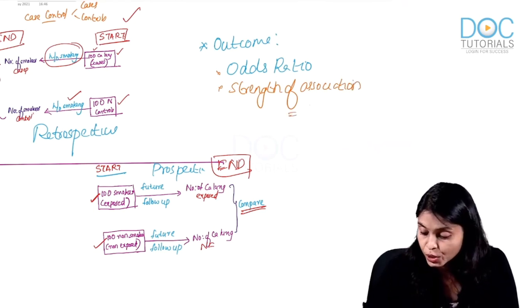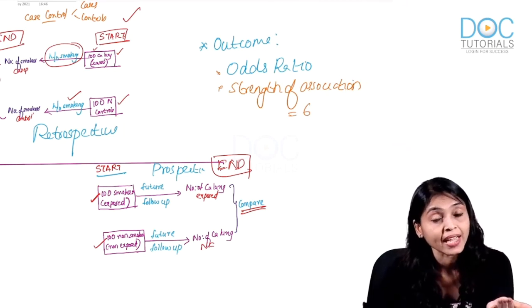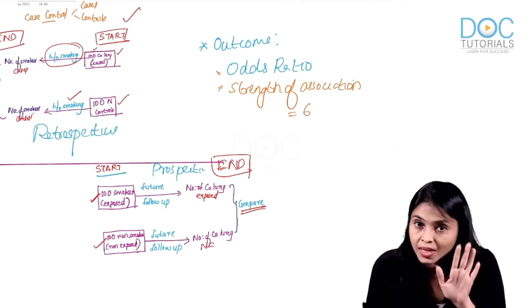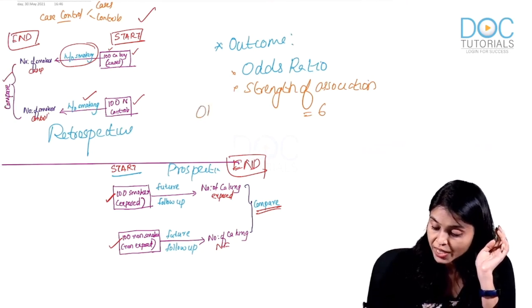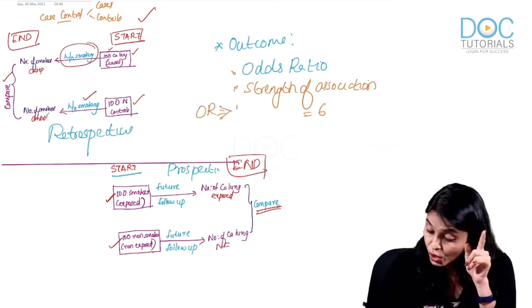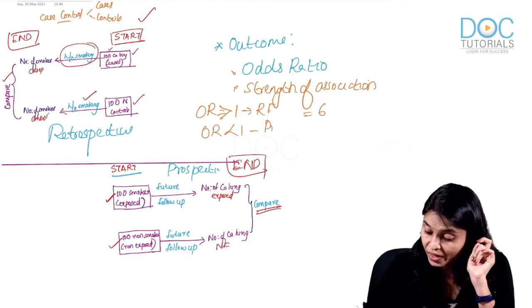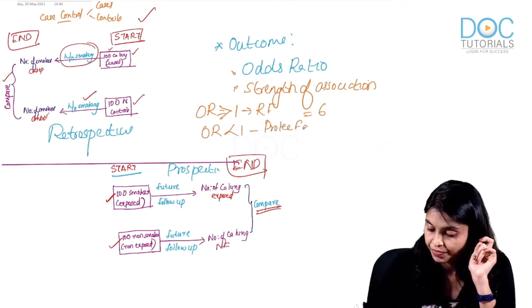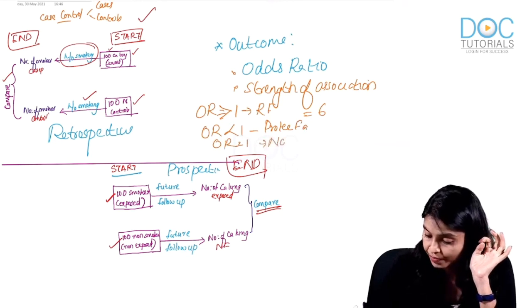Suppose you are getting an odds ratio of 6. That means smokers have 6 times more chance of developing lung cancer compared to non-smokers. Is it clear? Okay. Odds ratio more than 1 means this exposure is a risk factor. Odds ratio less than 1 means this exposure is a protective factor. And odds ratio equal to 1 means there is no association. Are you with me?